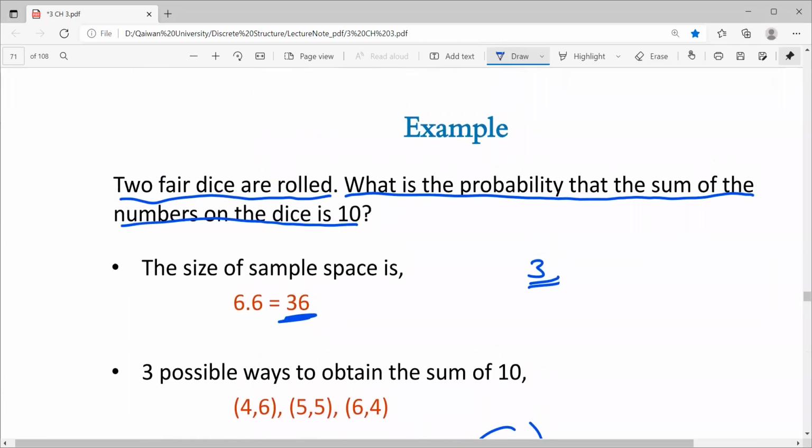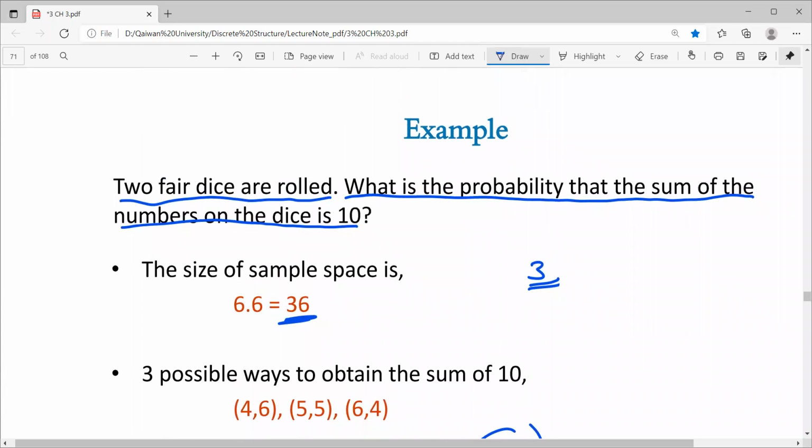So if the sum of them is, let's say, 7, how about that one? If the sum of both dice is 7, we have 6 possibilities. 1, 6, 6, 1. 2, 5, 5, 2. 3, 4, 4, 3. We have these 6 possibilities. So 6 dividing by 36. It's 1 over 6. Okay.